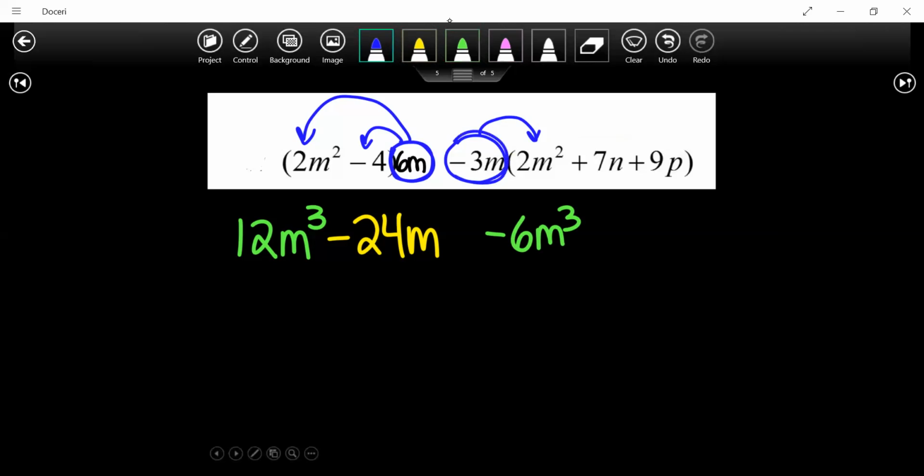Negative 3m times 7n will give me what? Negative 21mn, right? They're not the same, so we can't join them. And then we have it one last time, negative 3m times 9p, which is negative 27mp. MP. I know that looks kind of weird. Are we good? Okay. Awesome. Cool beans.